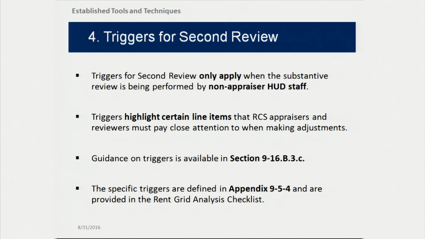The revised guidance introduces triggers for second review under Section 916 and Appendix 954. These triggers only apply when a substantive review is being performed by a non-appraiser HUD staff. Therefore, these are directed to HUD staff only. When there is a trigger for second review, the non-appraiser HUD staff is required to seek input of a second reviewer for only the specific line item that triggered the second review, as opposed to the entire RCS. The second reviewer under this scenario could either be a state-certified appraiser or a non-appraiser HUD staff who is authorized by the regional director to serve as a second reviewer. Again, I want to emphasize that triggers only apply to non-appraiser HUD staff completing substantive reviews.